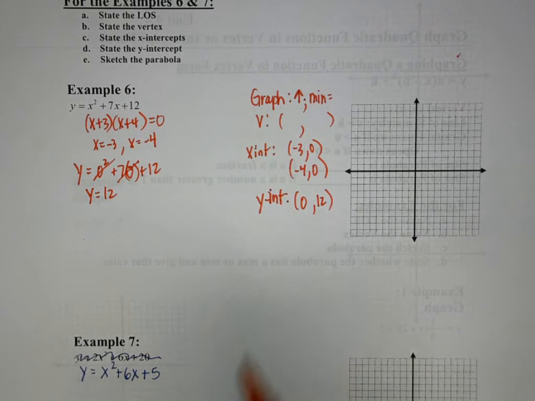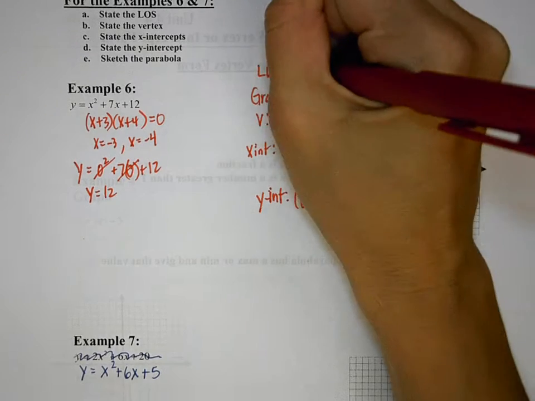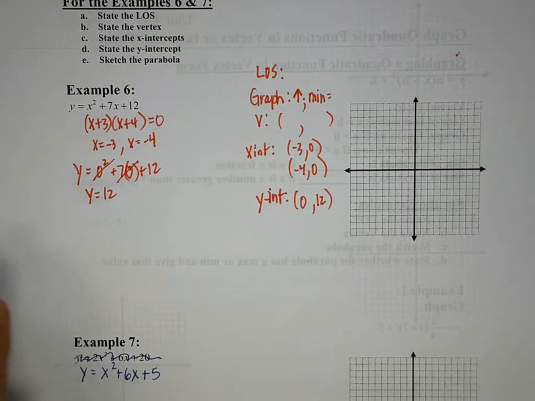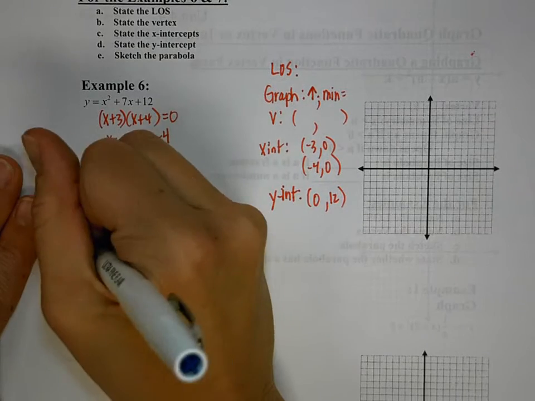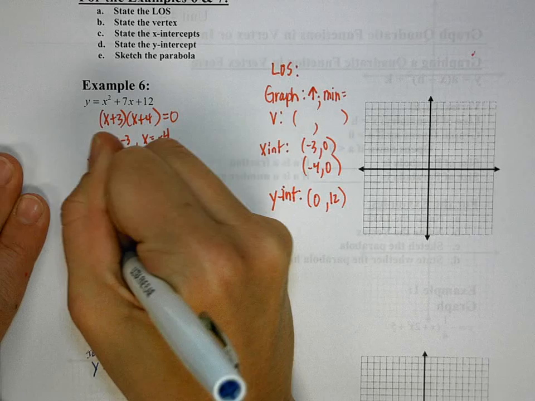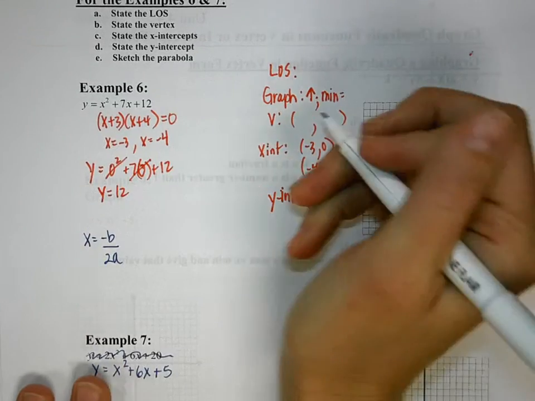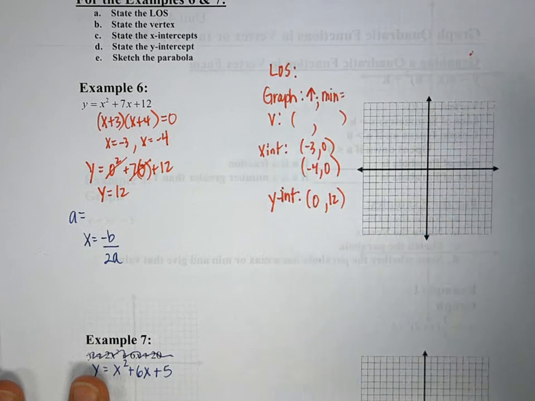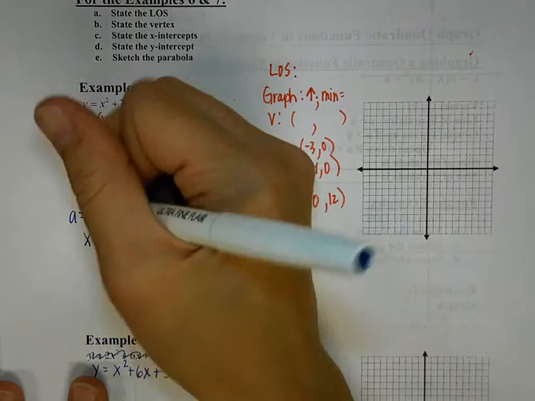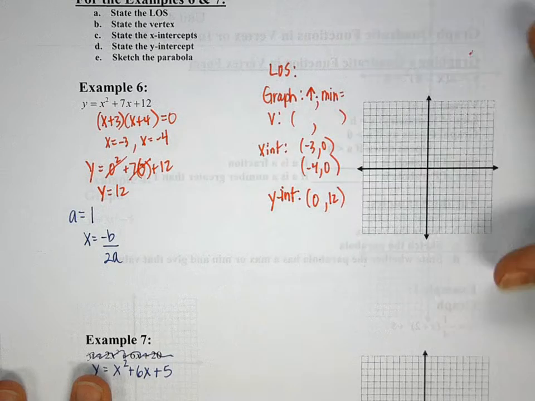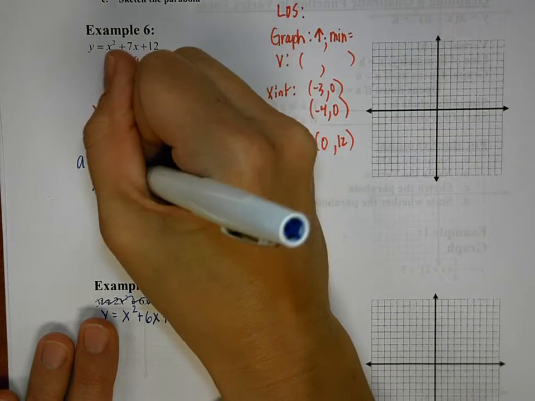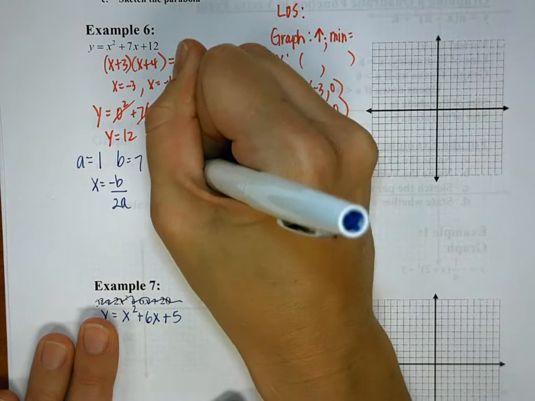Okay. So now we're going to go back and find our vertex and our, oh, I forgot to write our line of symmetry, sorry. Okay, so who remembers the equation for finding your vertex? Very good, -b over 2a. What is my a value? 1. If there's no number in front of the x squared, it's a 1. What is my b value? 7, and c is 12.